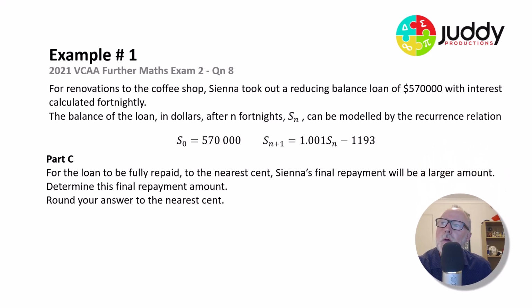Part C. For the loan to be fully repaid to the nearest cent, Sienna's final repayment will be a larger amount. Determine this final repayment amount and round the answer to the nearest cent.